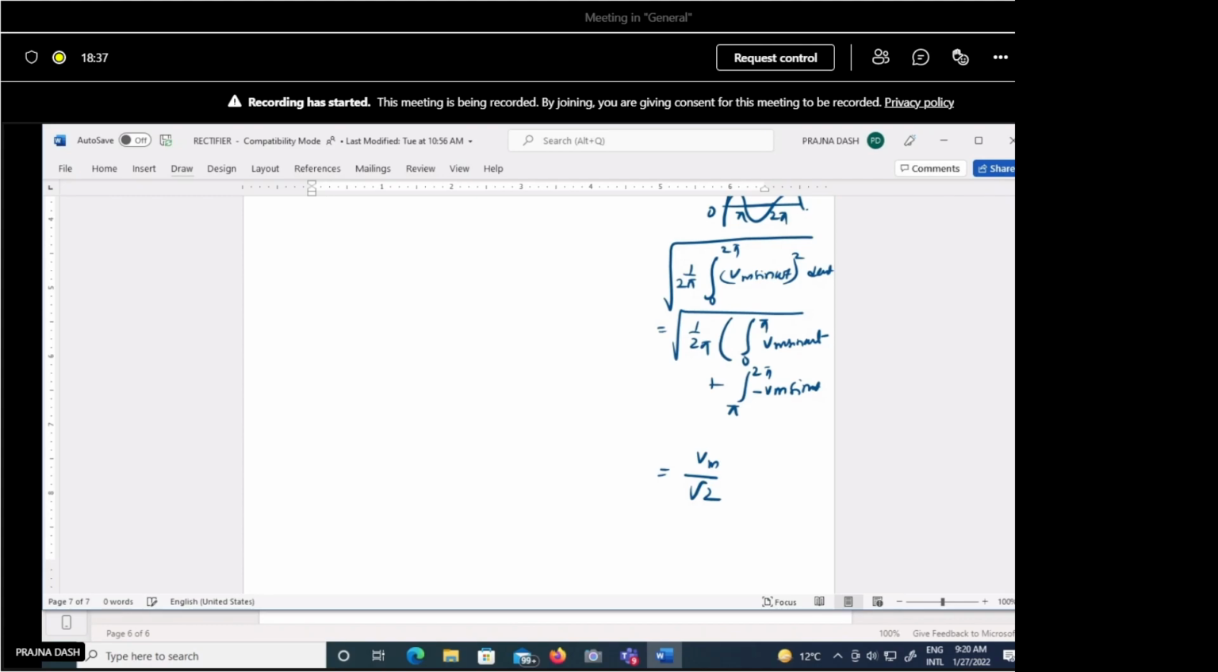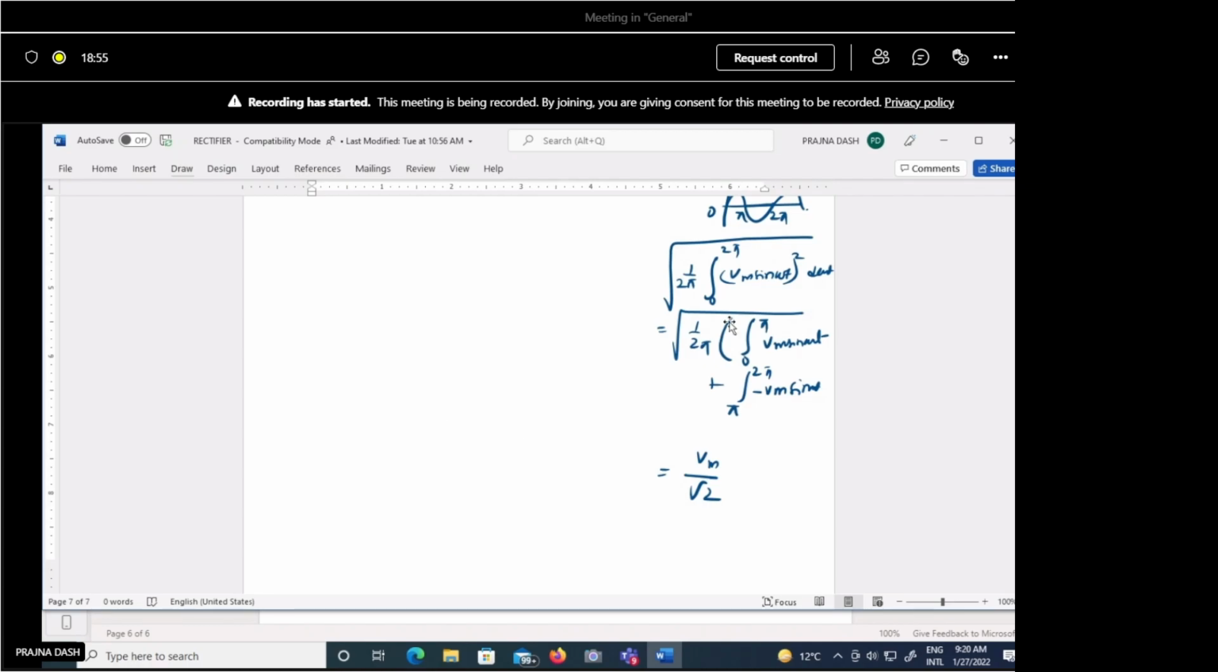Ma'am, the screen is not visible for all students. It will be visible. Ma'am, it's visible. So you might have a problem from your side, just check.